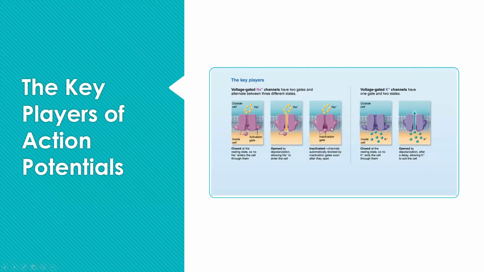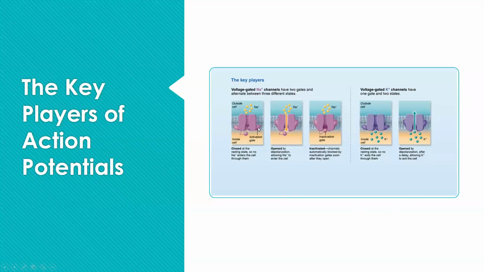This inactivation gate allows the sodium channels to be opened and closed a little bit more rapidly than potassium channels. So we get a little bit more overarching control over sodium because of this inactivation gate that can temporarily block the channel for us. This process is then reset back to closed before we start over again. So we go closed, open, inactivated, and then back to closed. That's the process of sodium. Potassium, closed or open, easy peasy.